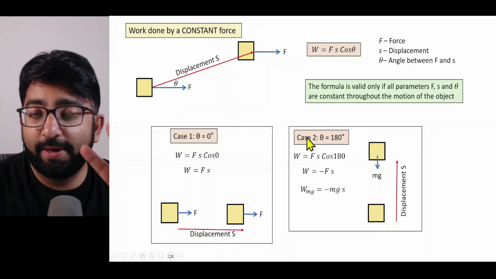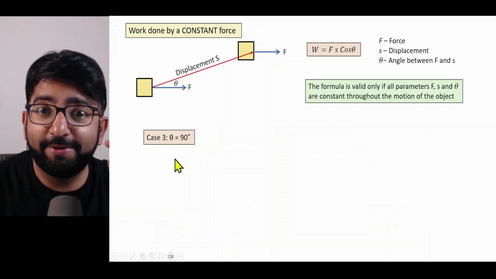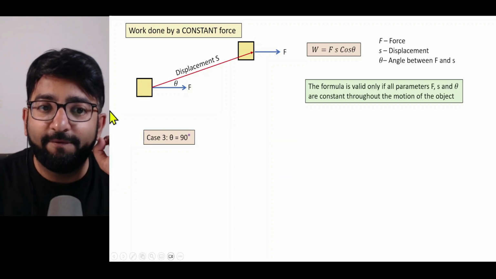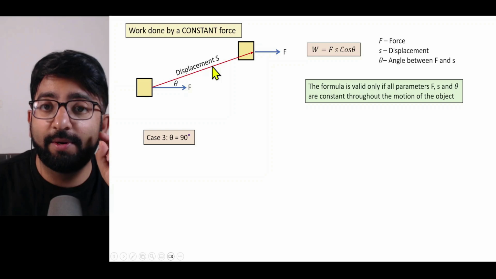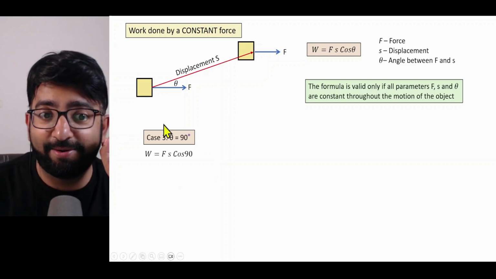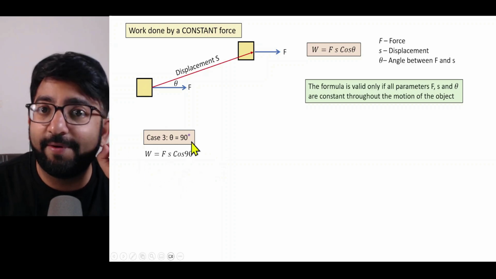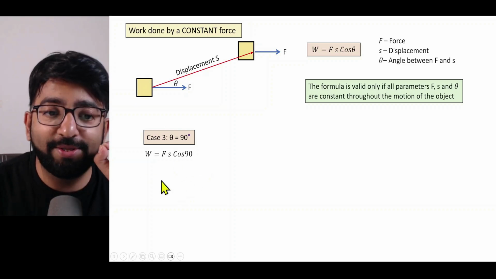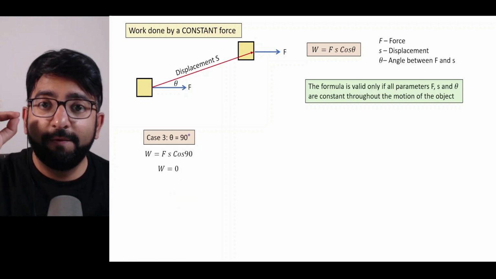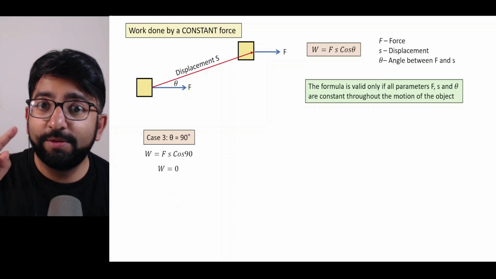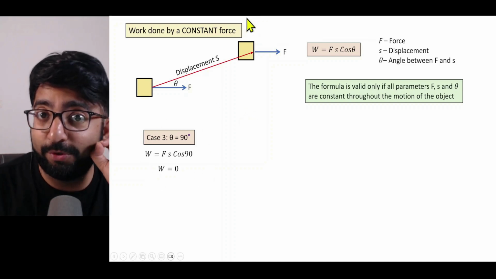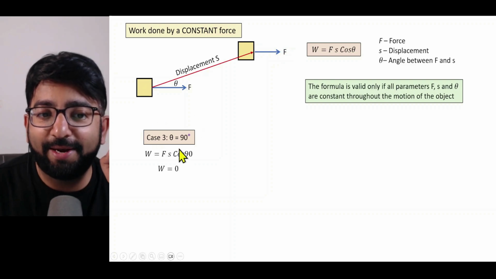Now there is a third case which is theta is equal to 90, which is extremely important. So can you visualize a situation where the force and the displacement are perpendicular to each other? So angle will be 90 degree in that case. So we do work is equal to Fs cos 90 and cos 90 will be equal to 0. That means imagine a situation where the object is moving, the force is there, but the work done is 0. How do we do that? We need to just make sure that the angle is 90 degree.